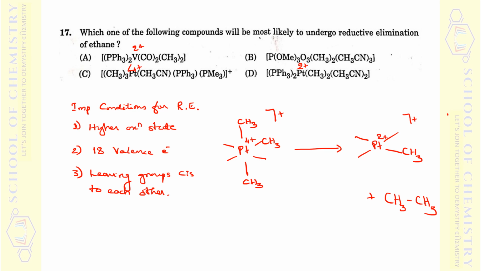So if we consider that this is the one most likely to undergo reductive elimination of ethane, careful observation suggests that option C should be the correct answer, and option C itself is the correct answer for this. You may think that D could also be the possible answer, but no, because of these two considerations: oxidation state as well as cis orientation of CH3 groups to form ethane. So this is most favorable to undergo reductive elimination, and option C is the answer.